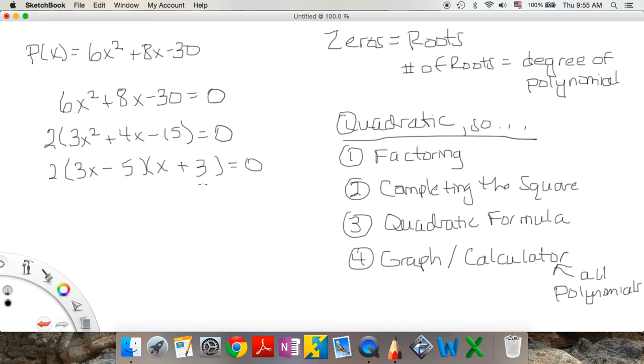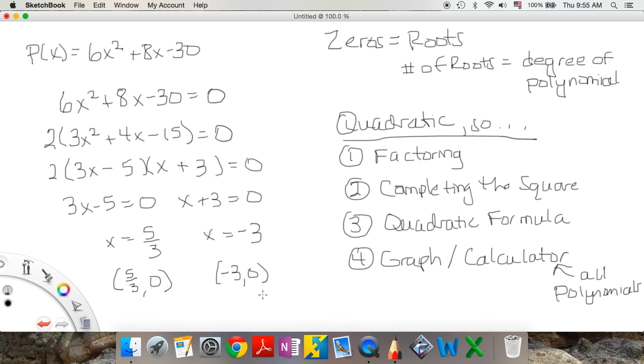Now, when you're multiplying two things together and you know that their product is 0, you know one of them has to be 0. So the two answers are when these things are equal to 0. So we solve those, and we have x is 5/3 or x is -3. Those are the two zeros. (5/3, 0) is a point where the graph hits the x-axis, and (-3, 0) is a point where it hits the x-axis. Okay, so a zero is when the equation is equal to 0, which happens to be where it crosses the x-axis.